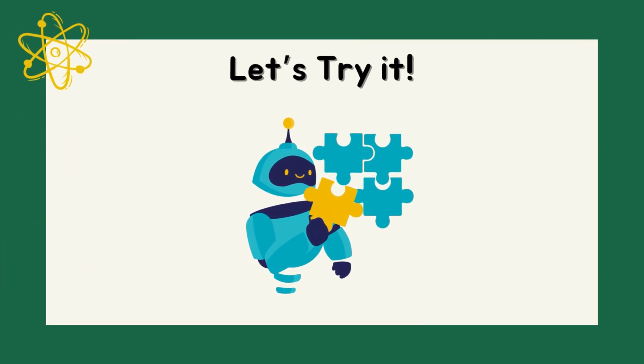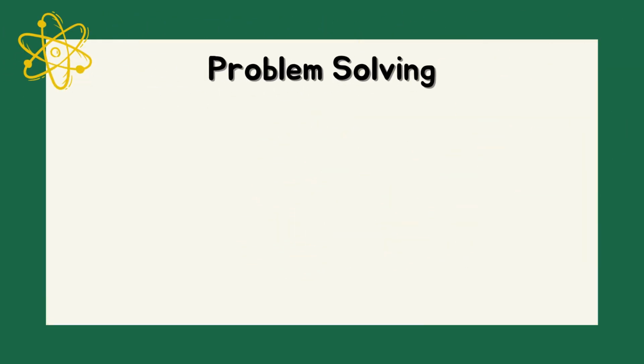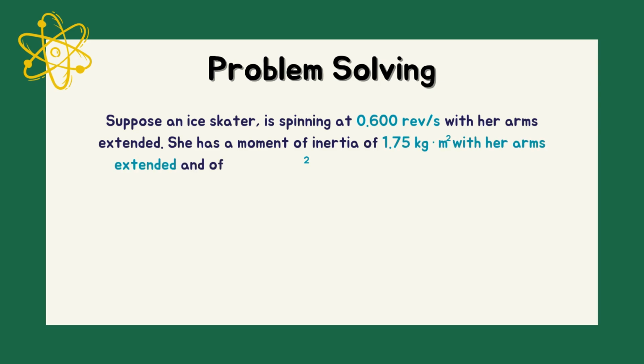Now, using everything that we've learned, let's try and solve a problem together. As ice skating has been the hot topic of today's presentation, I think it's only fair that we do an ice skating problem. So let's suppose an ice skater is spinning at 0.6 revolutions per second with her arms extended. She has a moment of inertia of 1.75 kilograms per meter squared with her arms extended and of 0.45 kilograms per meter squared with her arms close to her body.